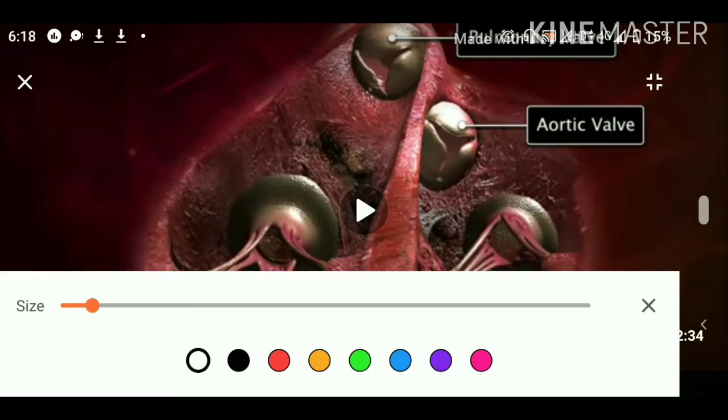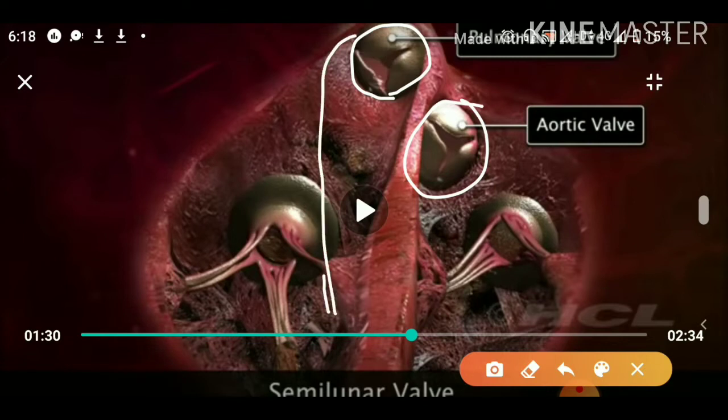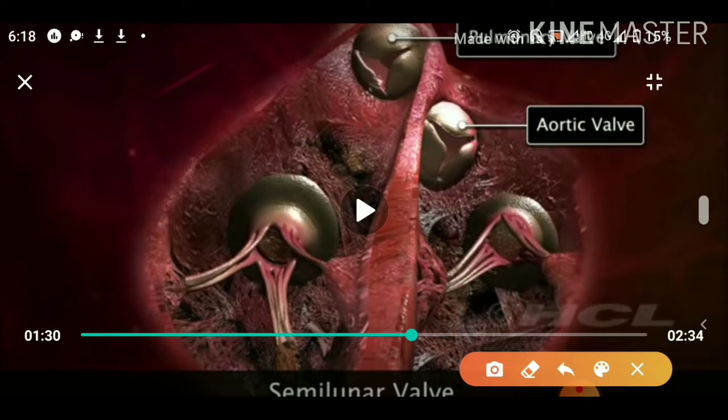Aortic valve is present at the end of aorta in left ventricle. From aorta arises this one, pulmonary valve. It arises from right ventricle from here, and this arises from left ventricle like this. And these are the tricuspid valve, 3 cusps are there. These are bicuspid valve, 2 cusps are there.